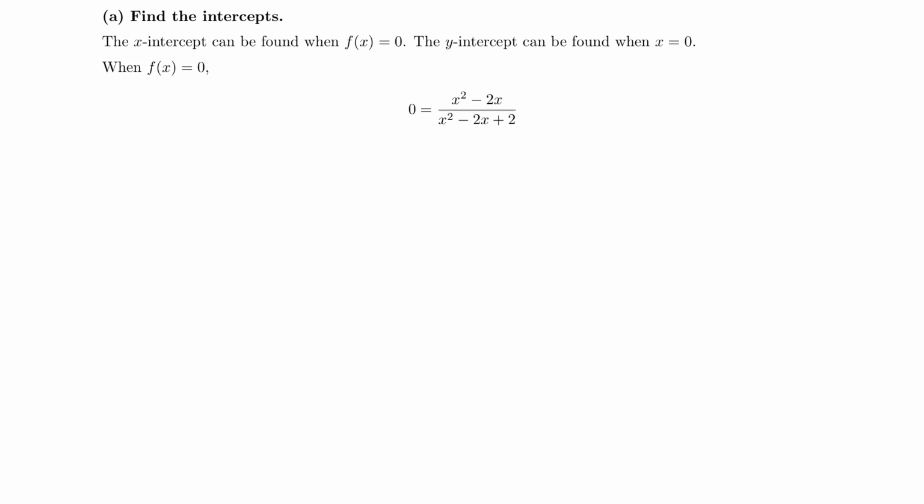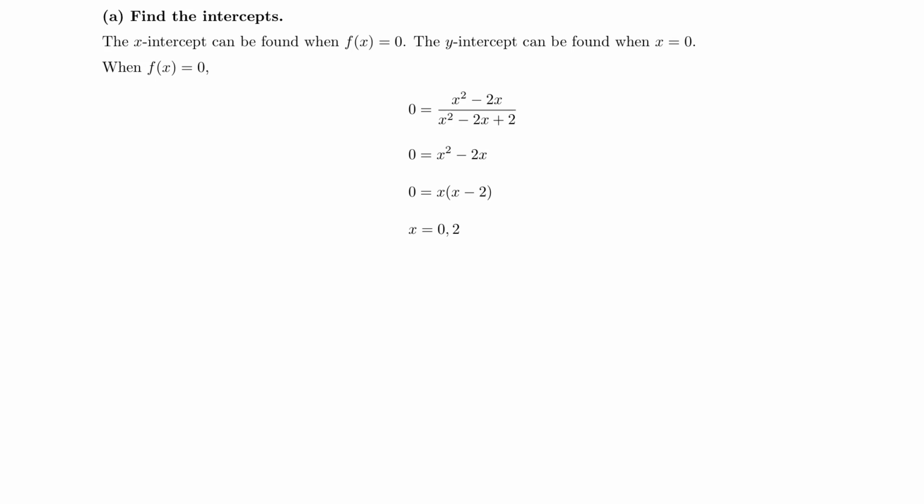Now in part A, we are required to find the intercepts. Recall that to find the x-intercept we need to set y equal to 0, or equivalently, f of x equal to 0. Doing this, we get the equation 0 is equal to x squared minus 2x all over x squared minus 2x plus 2. Multiplying both sides by the denominator, x squared minus 2x plus 2, we get 0 is equal to x squared minus 2x, which is easy to factor. Taking out the x from both terms, we get the factored form x times x minus 2, which gives us the solutions, or equivalently, the x-intercepts to be x is equal to 0 and x is equal to 2.